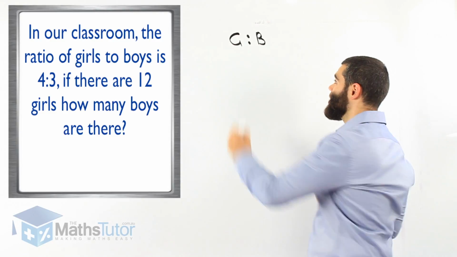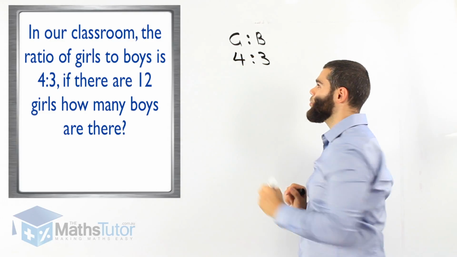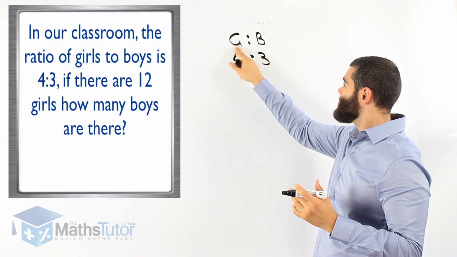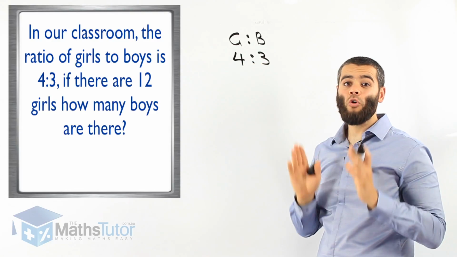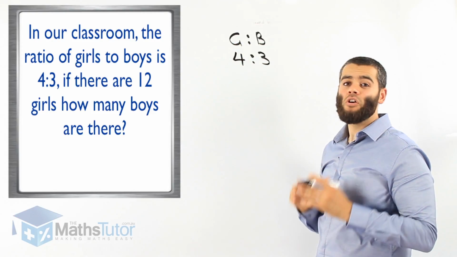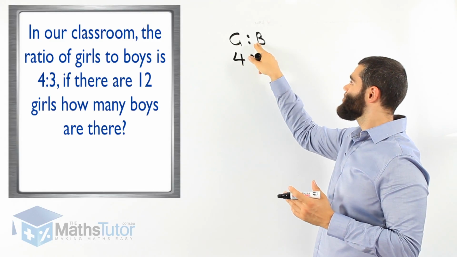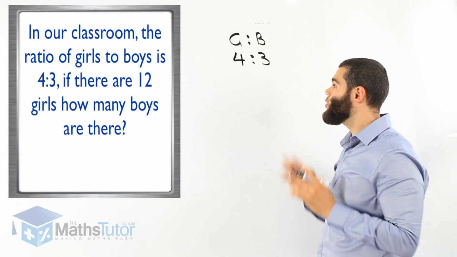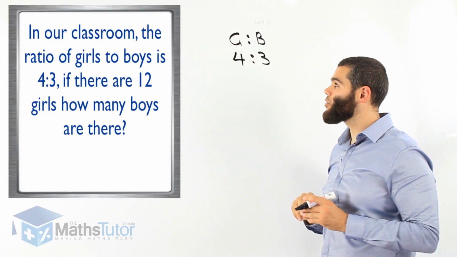4 is the first number, so it goes under the girls, and 3 goes under the boys. Because the question says girls to boys. Girls to boys, that means the first number 4 to 3. That order is very, very important. Girls to boys, ratio 4 to 3. That means girls are 4 parts and boys are 3 parts in the classroom. So now we can understand that the ratio is girls are 4 and boys are 3.